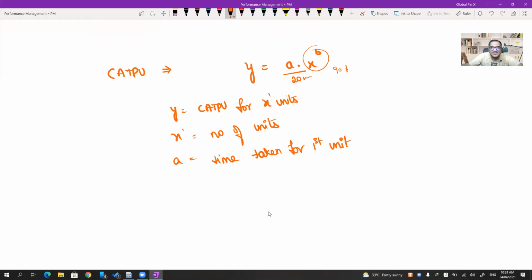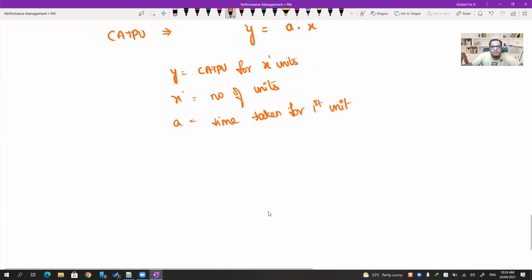Okay, but then what is x power b, sir? X is the number of units, we understood. What is power b? What is b here? That is the tricky part in this particular formula. So b is nothing but your logarithmic value. Okay, b is nothing but logarithm of learning rate divided by log 2. Okay, log learning rate by log 2.